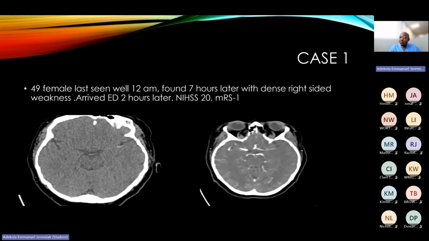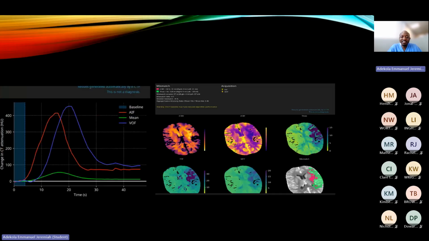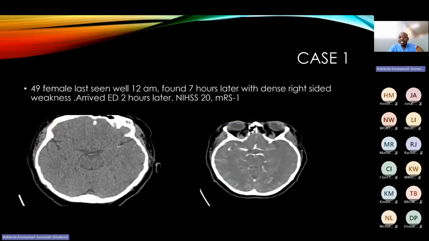She arrived in the ED 2 hours later, and prior to this, she had an mRS of 1. Now, if we were to use the 4.5 hour coding window, this patient wouldn't be for thrombolysis. However, she was last seen well at 12 a.m. and she was found 7 hours later. If we were to calculate the midpoint, it will be at about 3:45 a.m. in the morning.